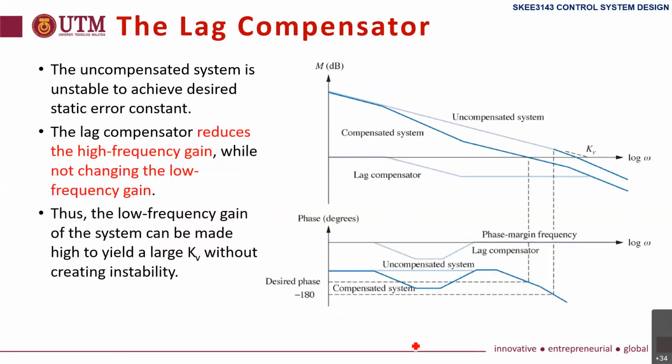This is the theory. How can we design the lag compensator? First, we need to see the uncompensated system. Uncompensated means without a controller. Here, the uncompensated system. Okay, first see the uncompensated system. The uncompensated system is unstable.